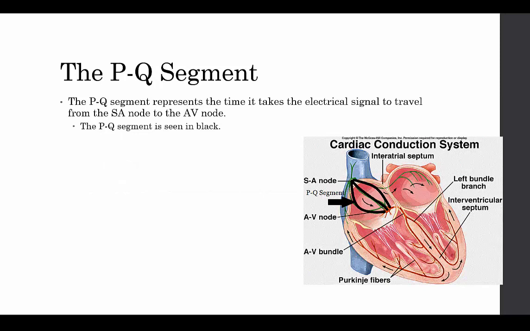The PQ segment represents the time it takes the electrical signal to travel from the SA node to the AV node. If you look at the picture here, as soon as the atria are filled with blood, the SA node fires, and you can see the electrical activity here in black move down to the AV node, and this is represented mostly in the PQ segment.